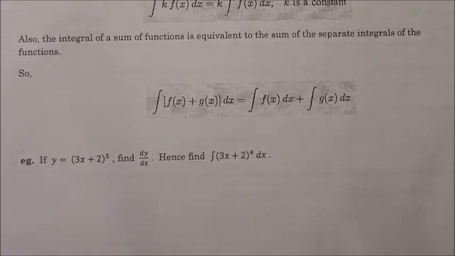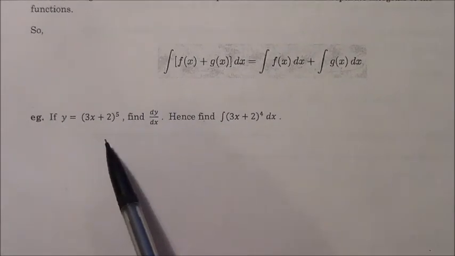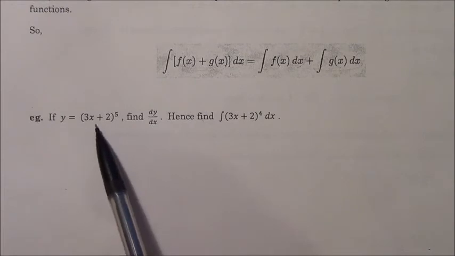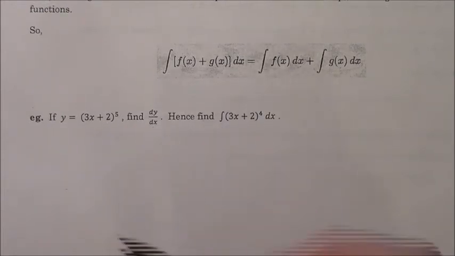Okay, so what we can do is we'll take a look at this example here, and it asks us, first of all, if y equals (3x plus 2) all to the power 5, we want to find dy by dx. Okay, well, we can do that.